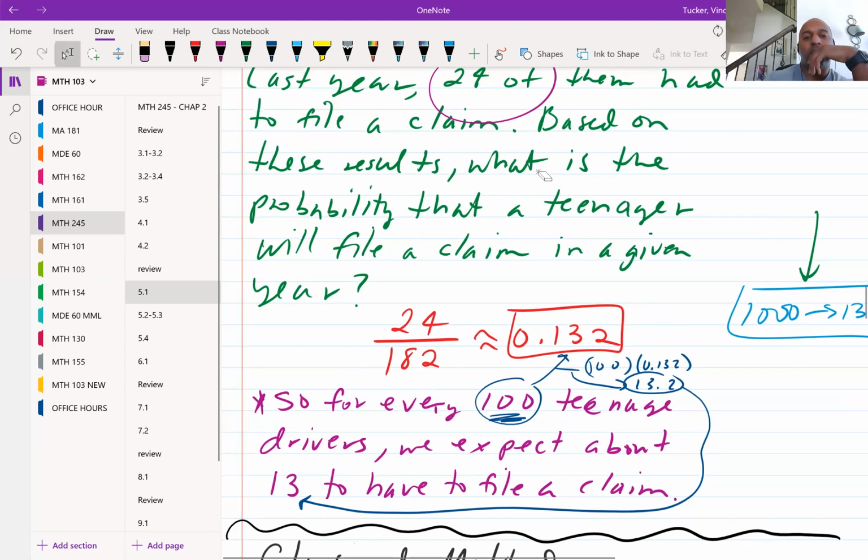Is everybody okay with that before we go to the next thing? I'm not talking about copying, just the concept of what they're doing. Once again, they'll give you a number. If they say 1,000, you would take that 1,000 and multiply it by this number right here, and that should be this number right here. So if it was 1,000, they would say about 132 have to file a claim.